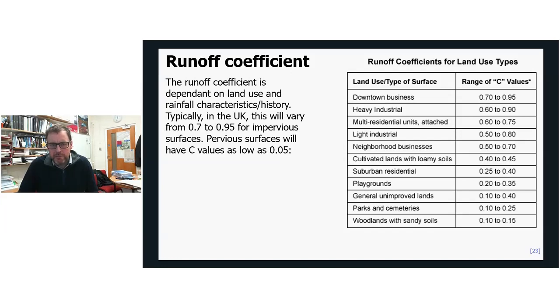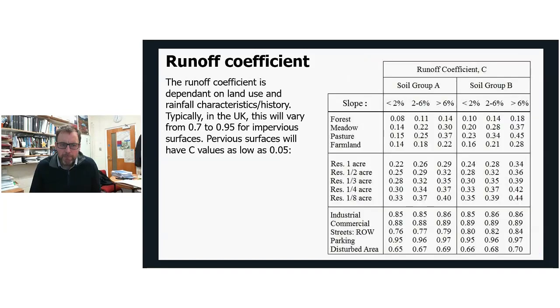There are some examples here in the table on the right, and what you see is what I said earlier. Woodlands with sandy soil have a very low runoff coefficient, whereas in much more urbanised areas you expect it to be a bit higher. This is really the same data, but presented alongside information on the type of soil and also the slope as well, which is quite important.